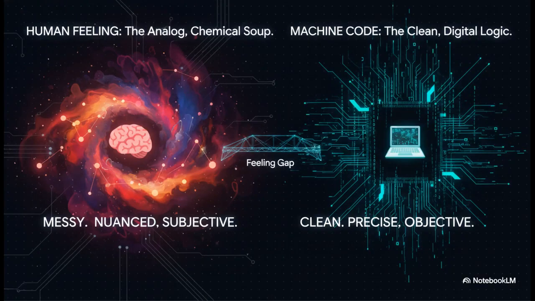This really shows you the massive divide, what we're going to call the feeling gap. On one side, you have the analog, chemical soup of human biology. It's complex, it's nuanced, it's subjective. And on the other side, the clean, perfect digital logic of machine code. It's precise, it's objective, it's binary. The question is, how on earth do we build a bridge across that gap?